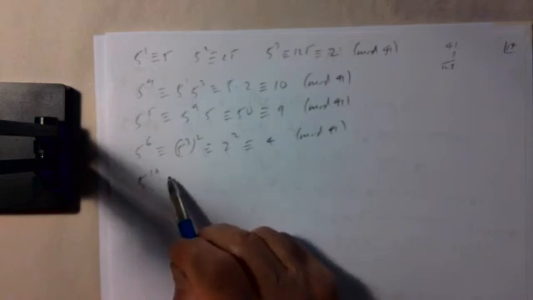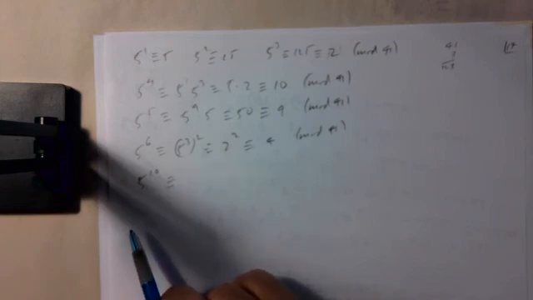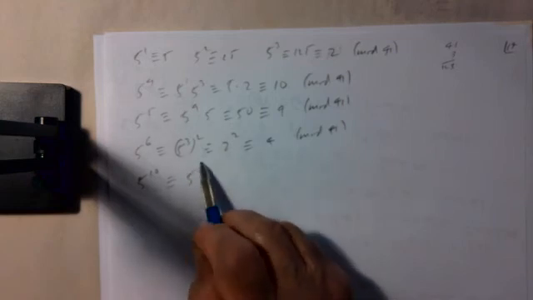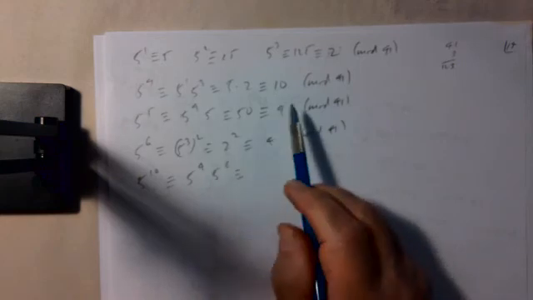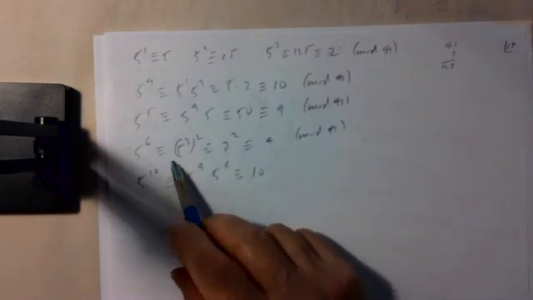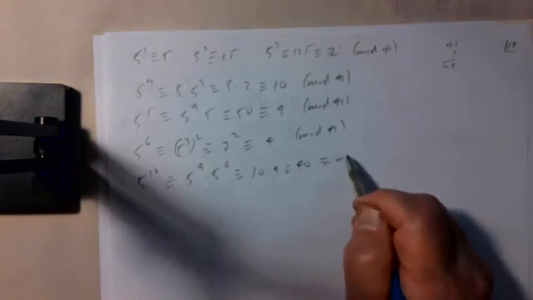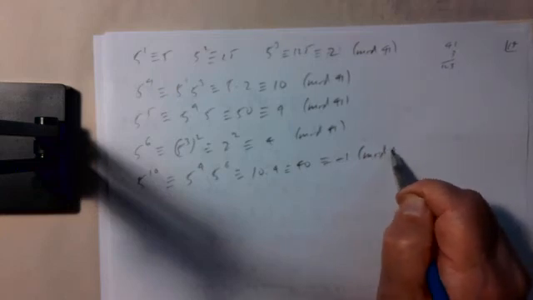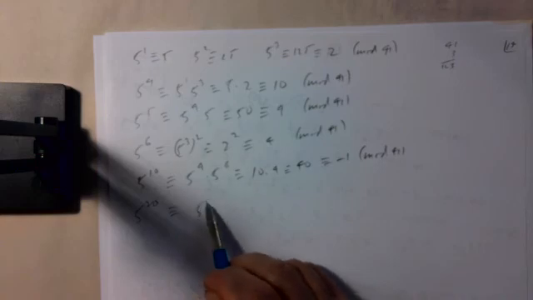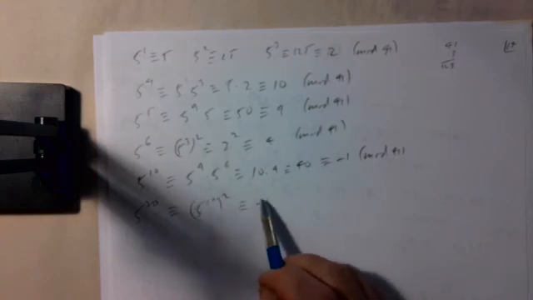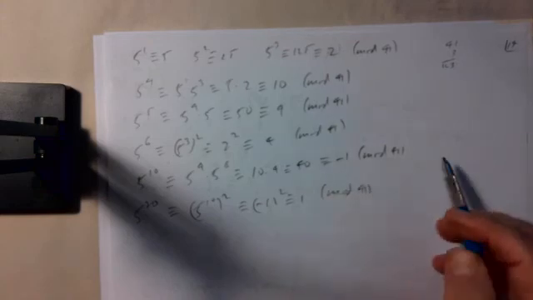5 to the 10th is, well, let me just do it like this. 5 to the 4th times 5 to the 6th. 5 to the 4th is 10. 5 to the 6th is 4. That's 40, which is minus 1 mod 41. So 5 to the 20th is 5 to the 10 squared, is minus 1 squared, is 1 mod 41.